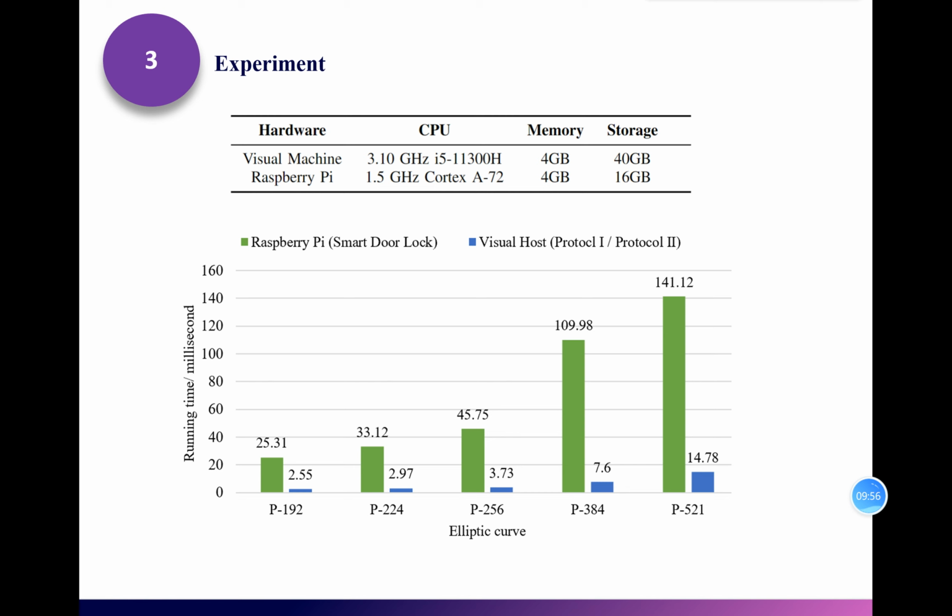Compared with experiment 1, the running time on the Raspberry Pi is much longer than on the virtual machine, and this gap gradually increases as the complexity of the elliptic curve increases.